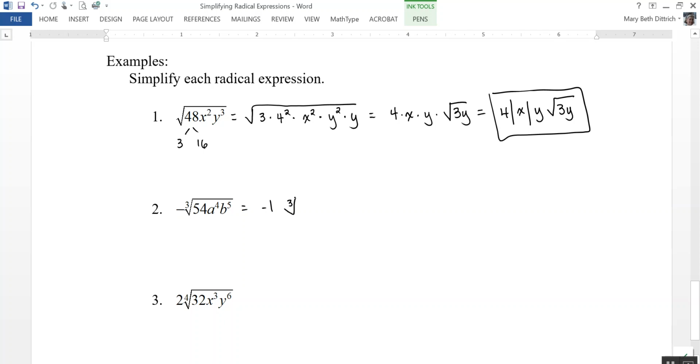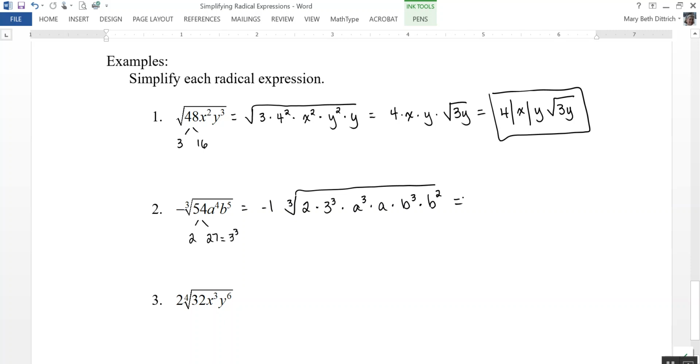Now let's look to write each of these as a power of 3. So 54 is 6 times 9. No, I don't want to write it as 6 times 9 because that's not it. I want to write it as 2 times 27 because 27 is equal to 3 cubed. There we go. So 2 times 3 to the third power. A to the 4th, I'm going to write as a to the third times a. B to the 5th, I'm going to write as b to the third times b squared.